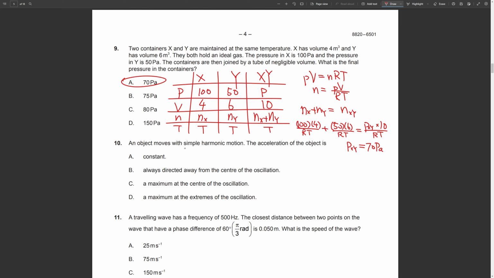Question 10 is a pretty easy one. It begins with simple harmonic motion, which means we should start with acceleration being proportional to the negative of x. x stands for the displacement from the equilibrium point. If you want to get the maximum acceleration, there should be a maximum displacement from the equilibrium point. Then the answer is D. You get the maximum acceleration when it is at the extreme position, the furthest point away from the equilibrium point.